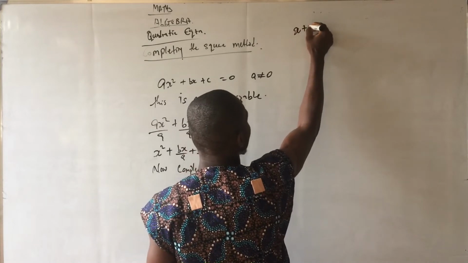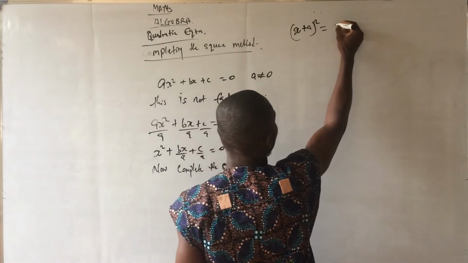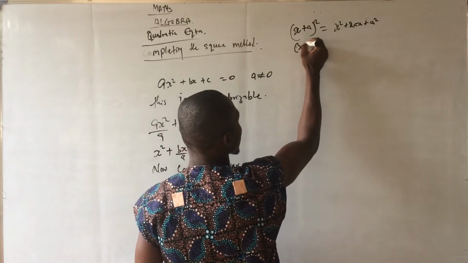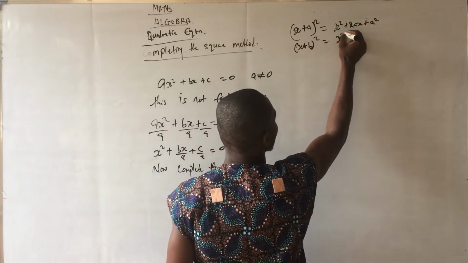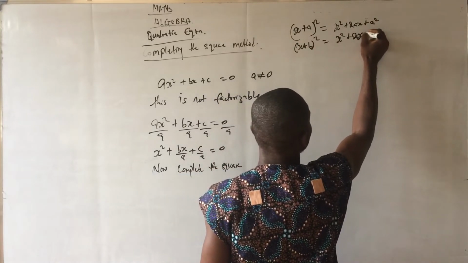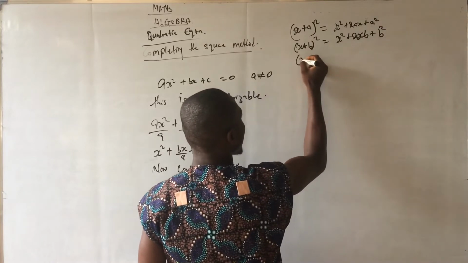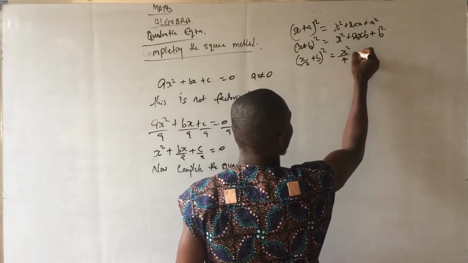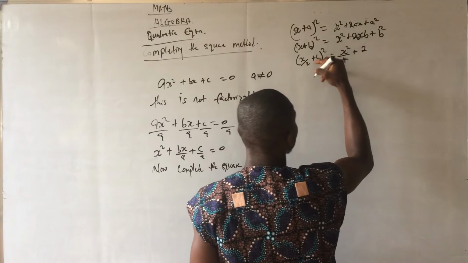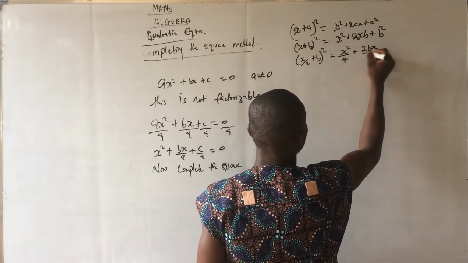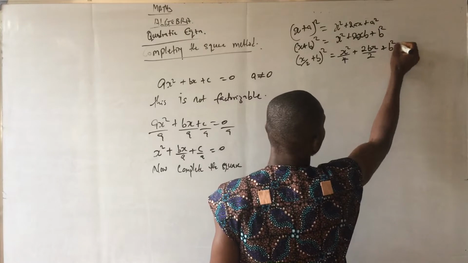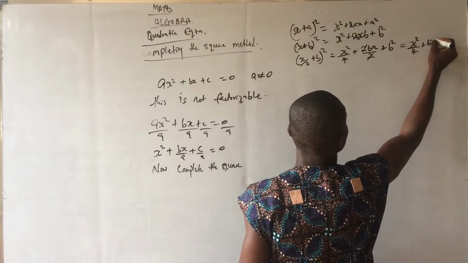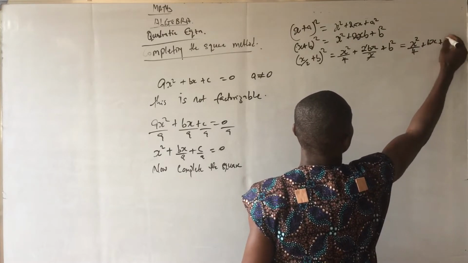If we have x plus a raised to the power 2, what do you have? You have x squared plus 2ax plus a squared. What if we have x plus b raised to the power 2? You have x squared plus 2xb plus b squared. What if you have x over 2 plus b raised to the power 2? You have x squared over 4 plus 2bx over 2, right? Plus b raised to the power 2. So this gives us x squared over 4 plus bx plus b squared.